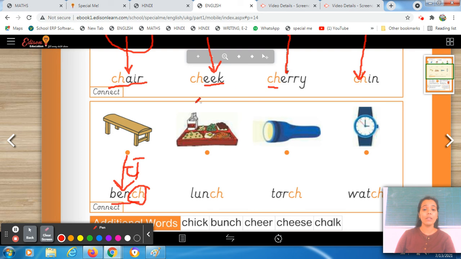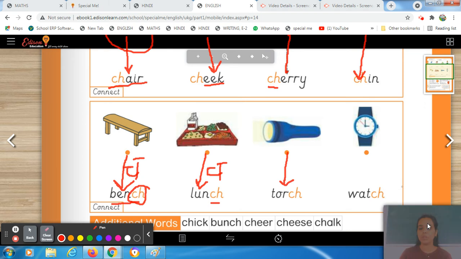Now, see, this we have already done. What is it? Who will tell me? Ma'am, lunch. Very good. This is lunch. So ch, lunch. Match it with the correct one. Again, if you see it in the ending, the sound will remain the same. It's the ch sound. Clear? Now, see the next image. What is it? This one is a torch. Have you ever seen a torch? So, t or ch, torch. You have to pronounce it like this, torch.